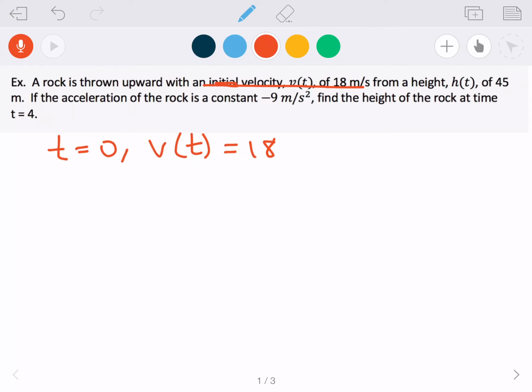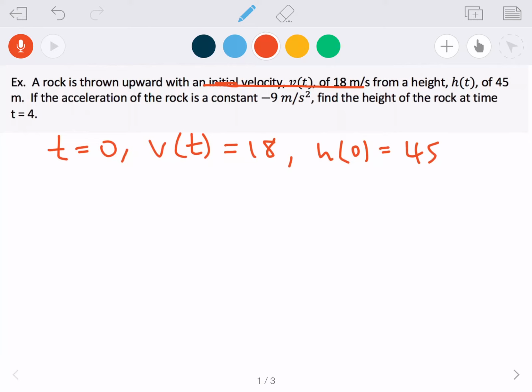From a height, h of t, of 45 meters. Again, that's at t equals 0. We're still on the initial. The initial height is 45 meters, so h of 0 is 45 meters. And height, it's a position, right? It's not x of t or s of t, it's just h of t. It's all the same thing.